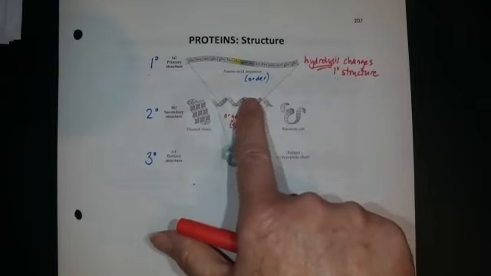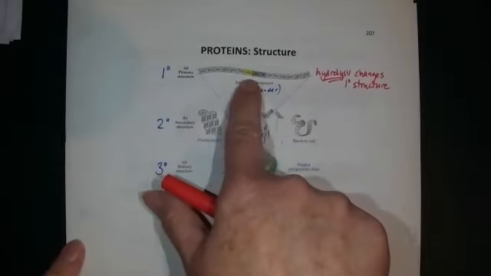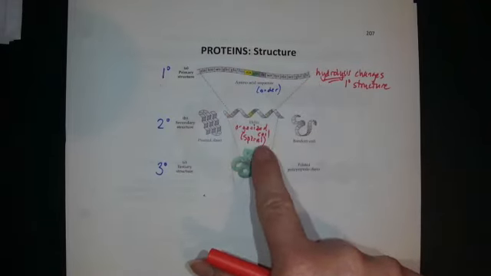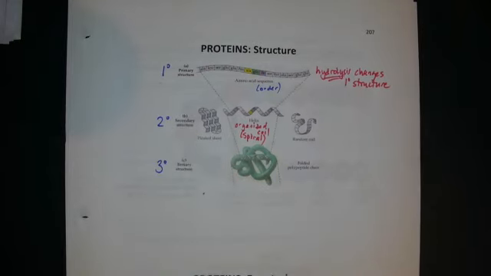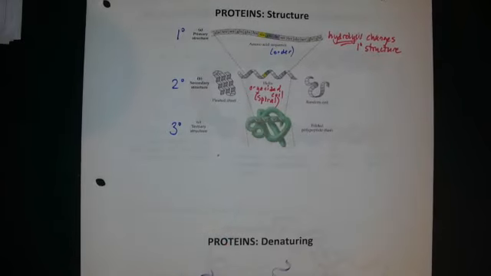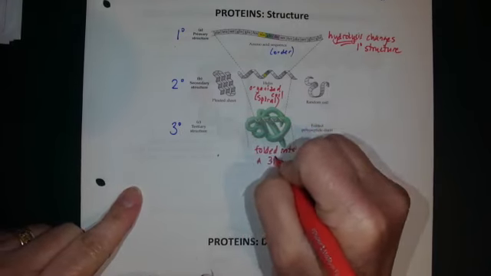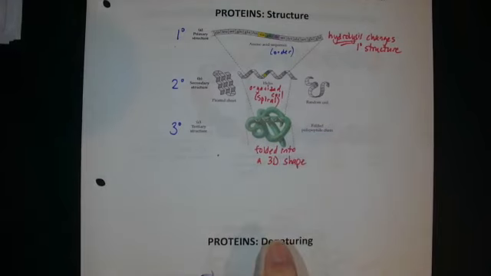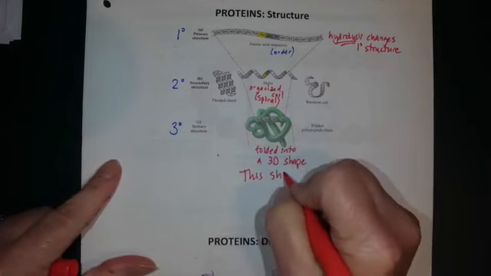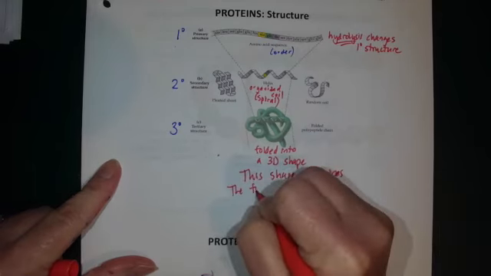Many proteins coil themselves after the primary order or structure has been determined by the amino acids bonding. Then that long string coils itself into a spiral, and that spiral is referred to as the secondary structure. It continues to organize itself though, so that the coil itself folds. I'm going to call this folded into a 3D shape. So the spiral or the coil folds itself up into a particular 3D shape. And this shape determines the function of that protein.